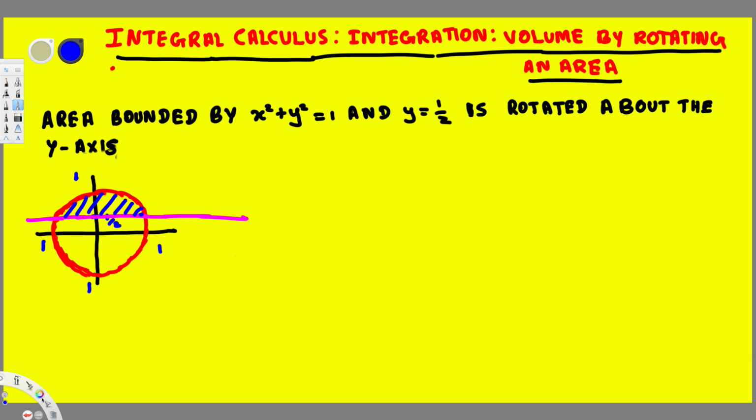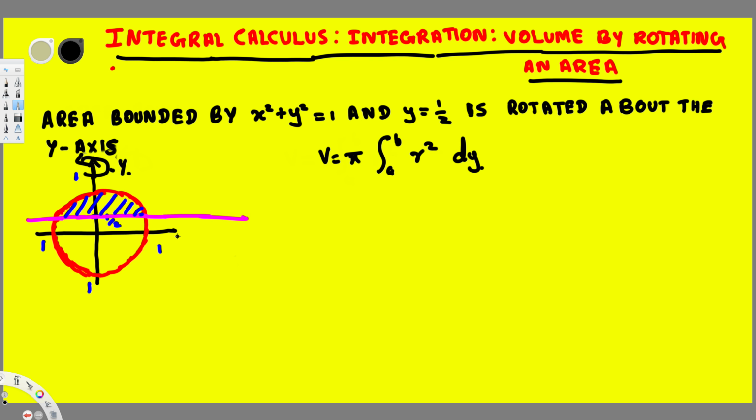Also, they have mentioned in the question that this is rotated about the y-axis. Here we can use the disk and washer method to solve this problem. In the disk and washer method, to find the volume we use this equation: V equals pi times the integral from a to b of r squared, and since we are rotating about the y-axis we have to use dy. Now the main thing here is to find out the radius right here.